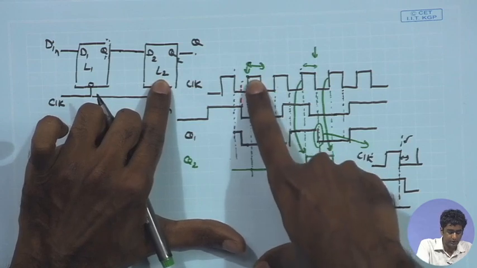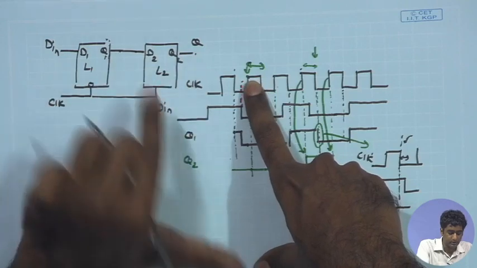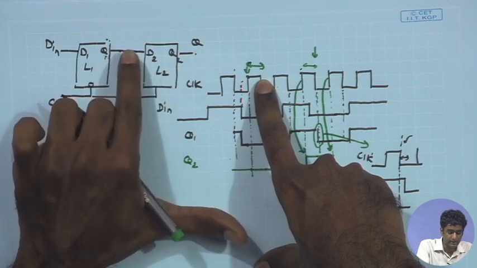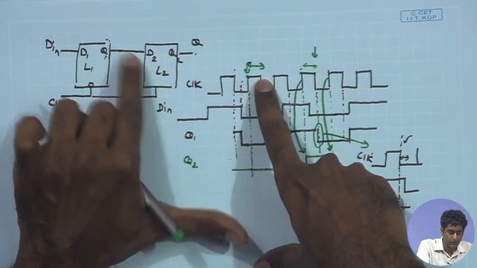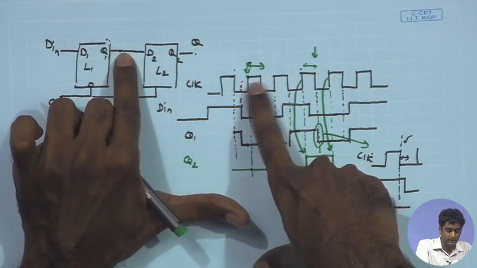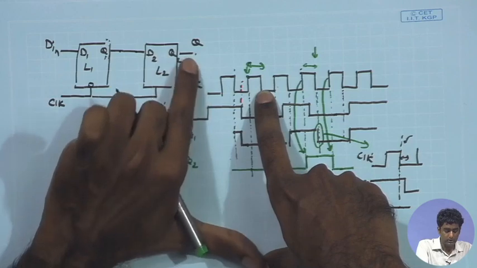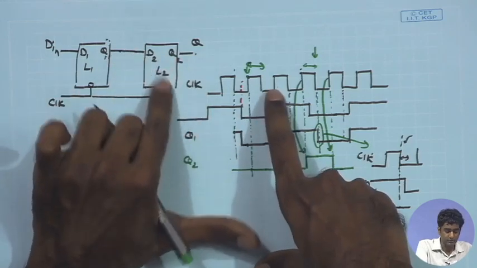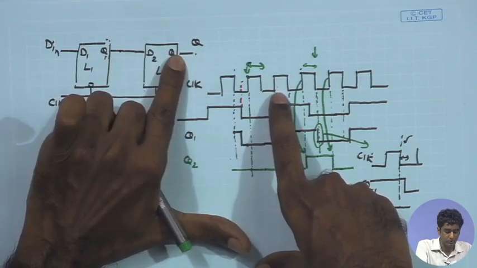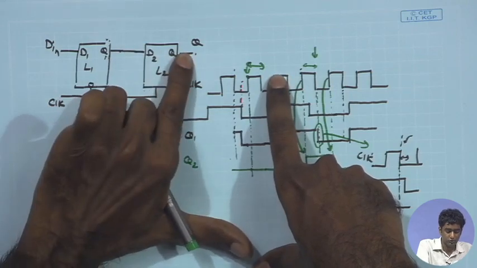Therefore, during this phase, although L2 is transparent and any change here can be conveyed to the output, Q1 is not changing during this phase. That ensures that the D2 input is not changing, and therefore whatever Q1 was available here is transferred to Q2. As soon as the clock goes low, L2 becomes opaque, and as a result it is no longer going to transfer any changes in Q1. So, during this phase once again there is no scope of transferring any change in Q1 to Q2.